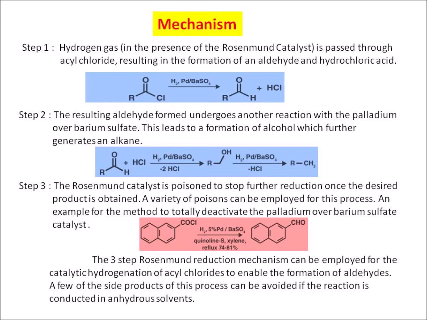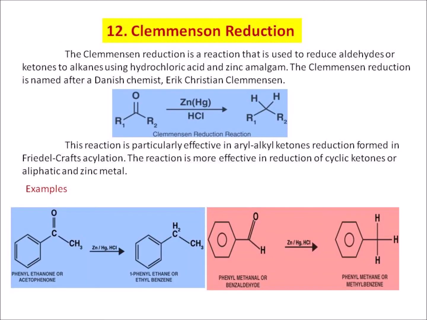A variety of poisons can be employed for this process. An example is a method to totally deactivate the palladium over barium sulfate catalyst. The three-step Rosenmund reduction mechanism can be employed for the catalytic hydrogenation of acid chlorides to enable the formation of aldehydes. A few of the side products of this process can be avoided if the reaction is conducted in anhydrous solvents. The other reaction is Clemmensen Reduction.